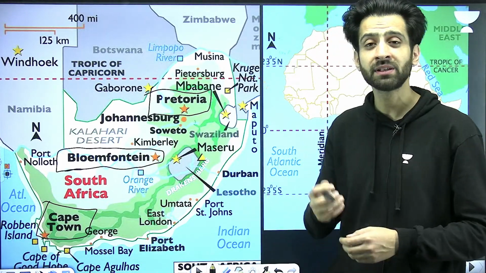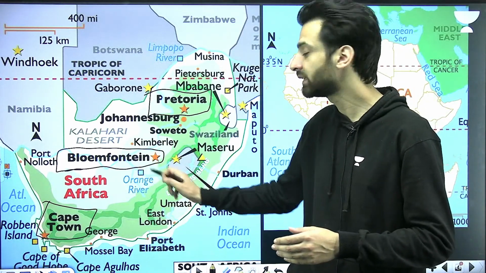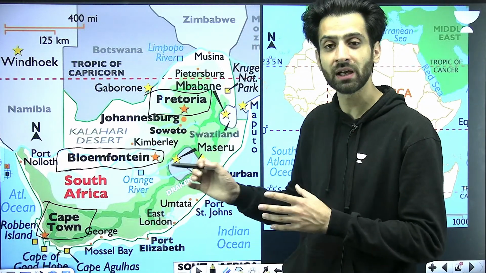Why are there three capitals? Because there are separate capitals for judicial, executive, and legislative. The judicial capital is different, the executive is different, and the legislative is different. Like Bloemfontein, it is a judicial capital. This is how the different capitals are there for South Africa.